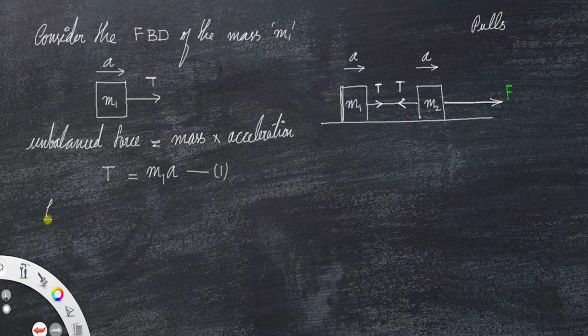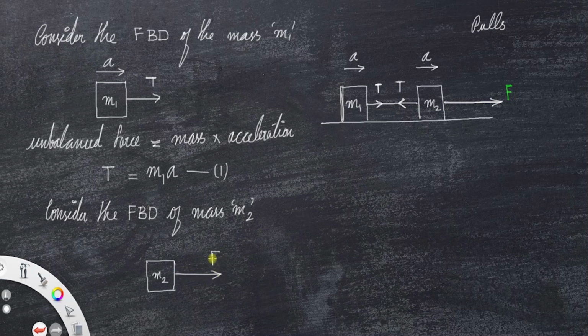Now let's consider the free body diagram of mass M2. Let me draw the mass M2. So this is our mass M2. Here there are two forces, that is, a force F towards the right and the tension T towards the left. And acceleration is also towards the right, like in the mass M1. Here also it is towards the right.